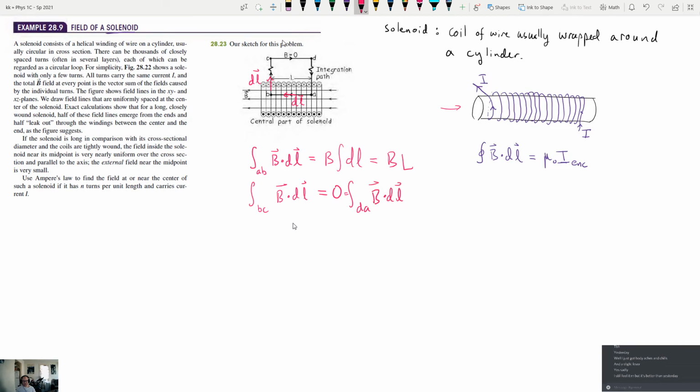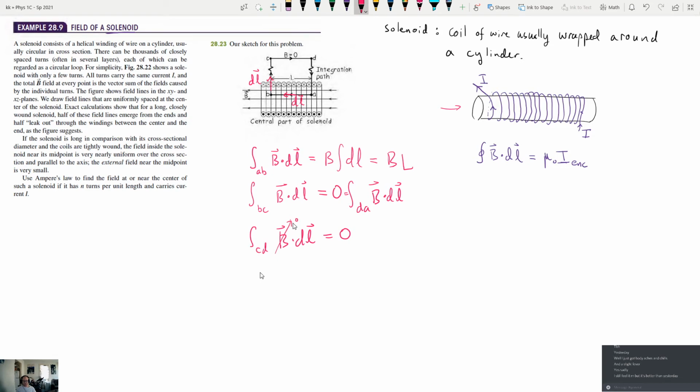So those are both 0. And then finally from C to D, this is also going to be 0, right? Because now the magnetic field is 0. So if this is 0, the whole thing has to be 0.